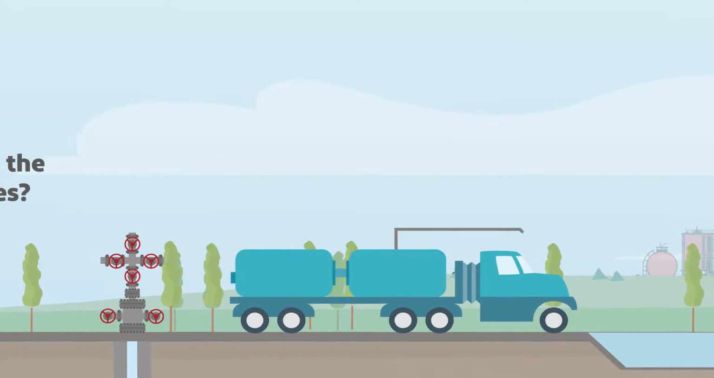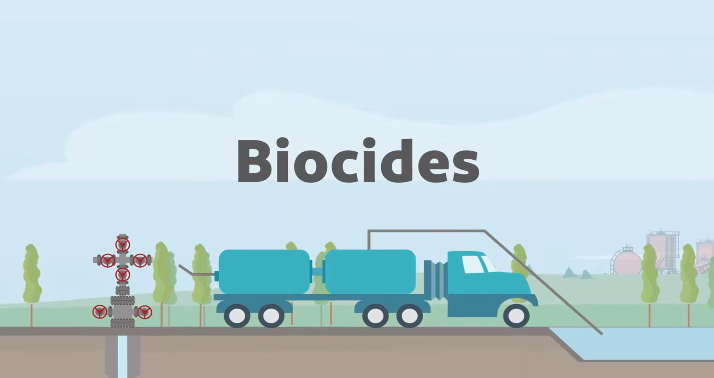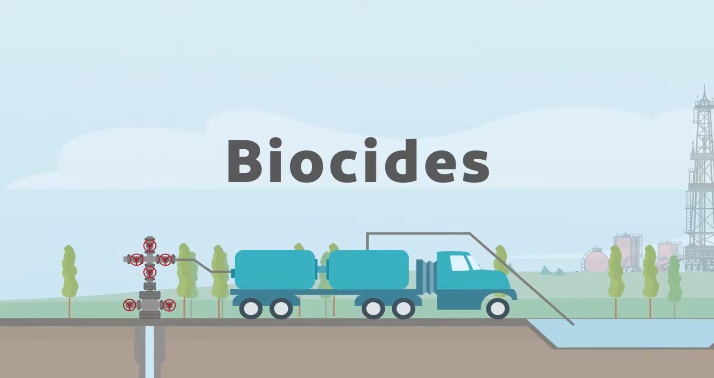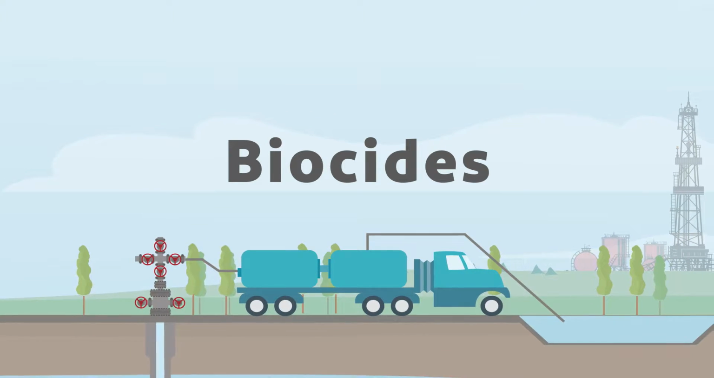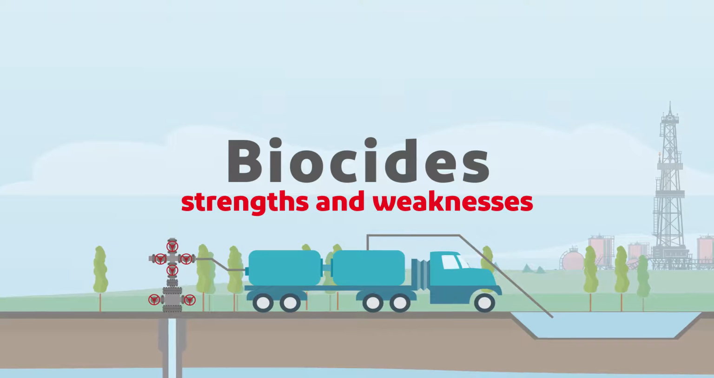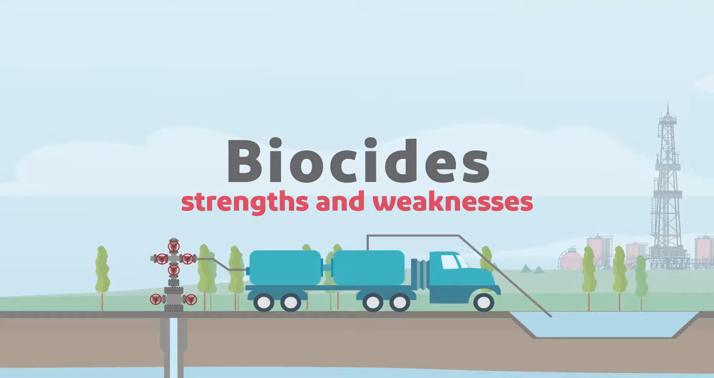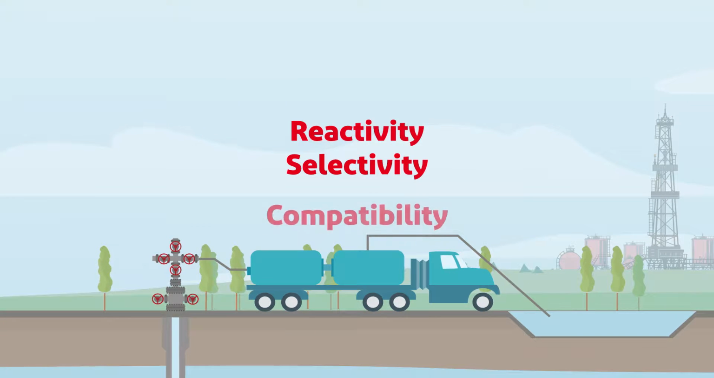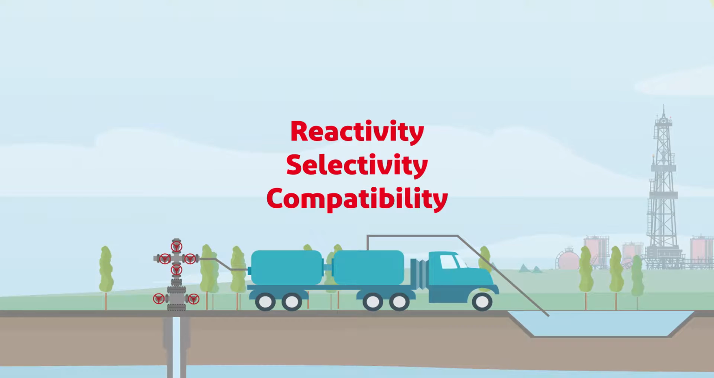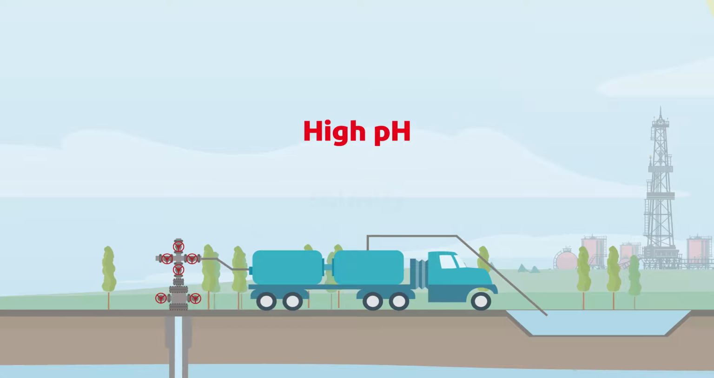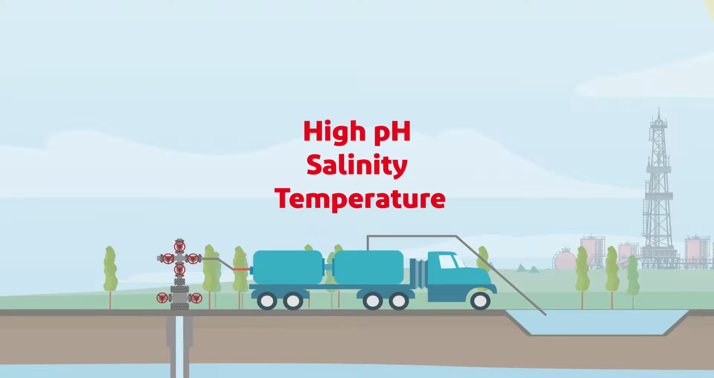There are a number of biocides used in oil and gas operations today. In order to design an effective microbial control program, it is important to understand what their strengths and weaknesses are. Commonly used biocides distinguish themselves from one another in terms of their reactivity, selectivity, and compatibility, and how they perform under different environmental conditions, such as high pH, salinity, and/or temperature.